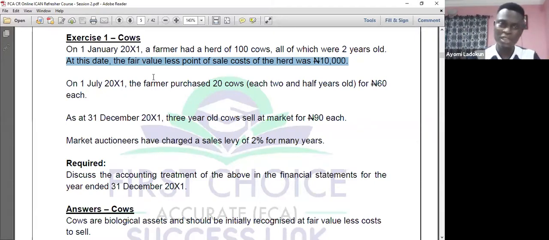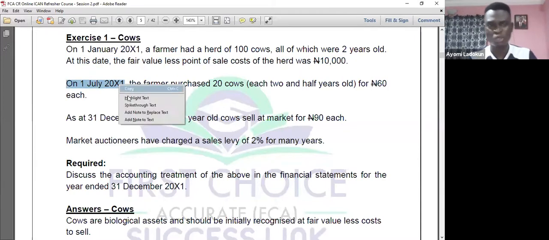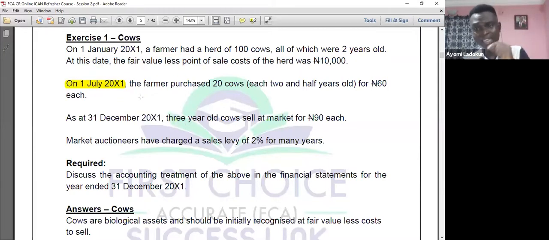And now move on. He now said on 1st July 20X1, during the year, I'm still in that year. At the beginning, I have 10,000 per cow already measured, so I don't trouble myself. He now said on 1st July 20X1, the farmer purchased, can you see, 20 cows. And we said, whenever you are measuring a biological asset on initial recognition, you take it at fair value, less cost to sell. Did you see the point? The farmer purchased cows. Why is a cow a biological asset? We said a biological asset is a living plant or animal. So a cow obviously is a biological asset.